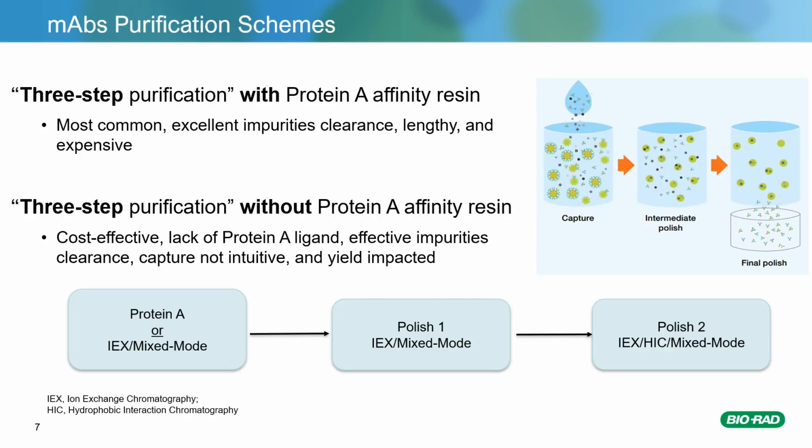Purification of mAbs is a well-established process. The majority of projects have a three-step purification workflow with protein A resin as a capture step. It gives excellent impurities clearance, but the process is lengthy and expensive. An alternative could be a three-step purification process but without protein A resin. It's more cost-effective, the protein A ligand is not a concern anymore, and it provides good impurities clearance.